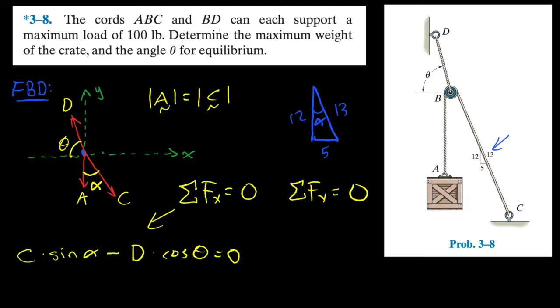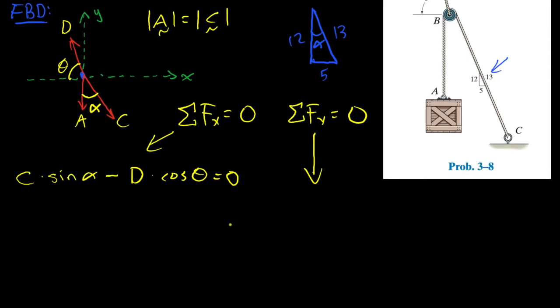Let's do the same thing with the y direction. I'm going to scroll down. We have vector A and a negative sign in front of it because it's pointing downwards, and we defined our axes as positive y pointing upwards. So we have negative A because it's pointing downwards, minus C times cosine alpha plus D times sine theta equals 0. So now we've got two equations.